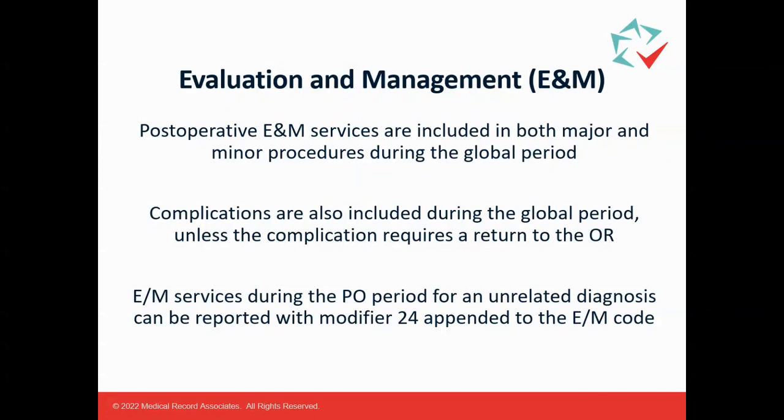Postoperative E&M services are included in both major and minor procedures during that global period. Whether that's the 10 or the 90, the 0, of course, has 0 days, so there would be no post-op for those. But 10 and 90, those are the number of days. Complications are also included unless, as we've already talked about, the complication required a return to the OR. E&M services during the post-op period for an unrelated diagnosis may be reported with modifier 24 appended to the E&M code. So if you're seeing that person in that post-op period for an unrelated diagnosis and unrelated reason, you can report that. You just need to make sure you have that modifier on there.